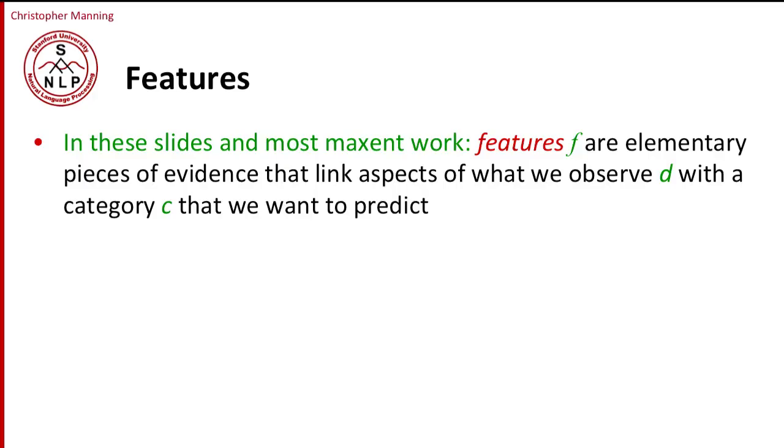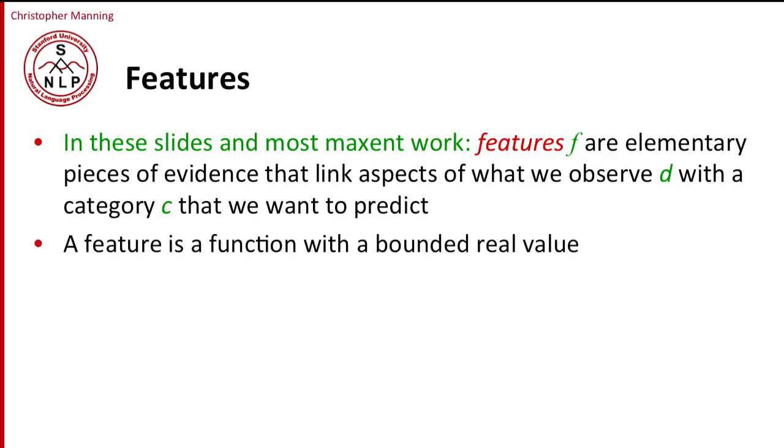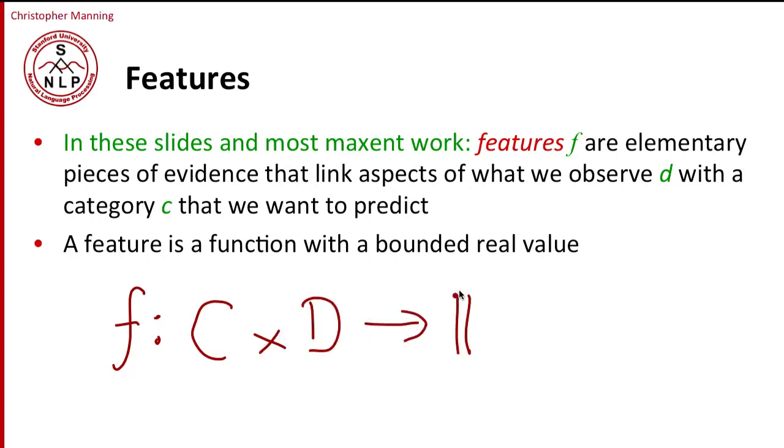So in these slides and in most Maxent work, by a feature, what we mean is an elementary piece of evidence that links between what we observe, which is the data piece D, and a category C that we want to predict. So a feature is a function with a bounded real value. So we can write that we have a feature f, which is mapping from the space of classes and pieces of data onto a real number.